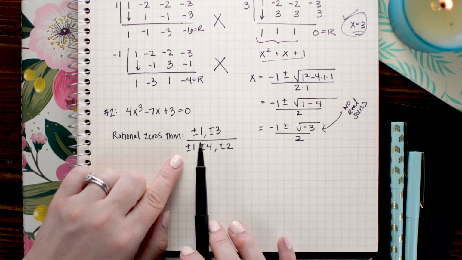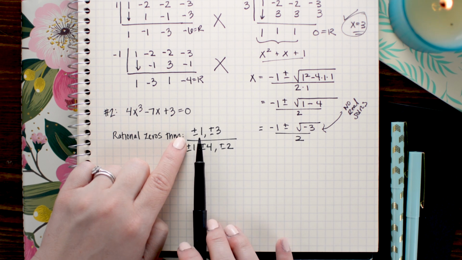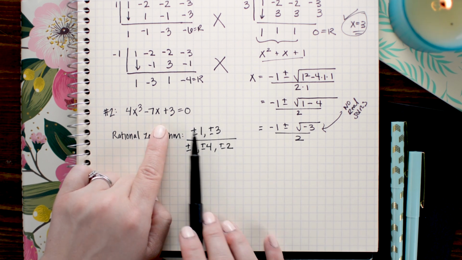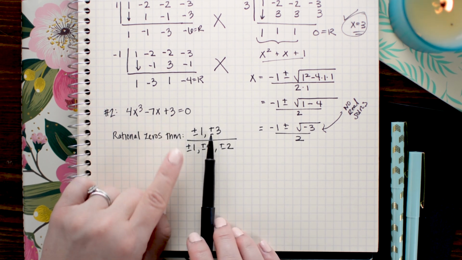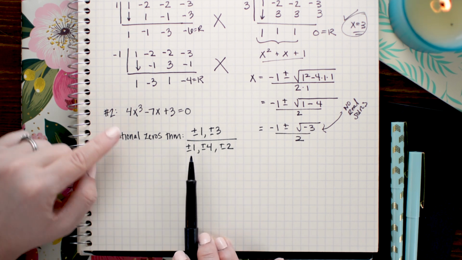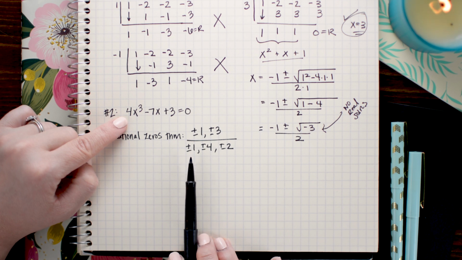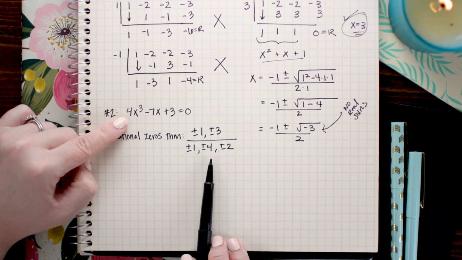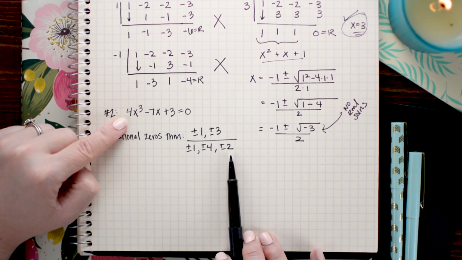So what I did here is I just, in the numerator, placed all the factors of my constant. So that's all the factors of 3. And then I divided by all the factors of our leading coefficient. The leading coefficient in this case is 4, and my factors for 4 I know is 1 times 4, positive or negative, and 2 times 2, positive or negative.